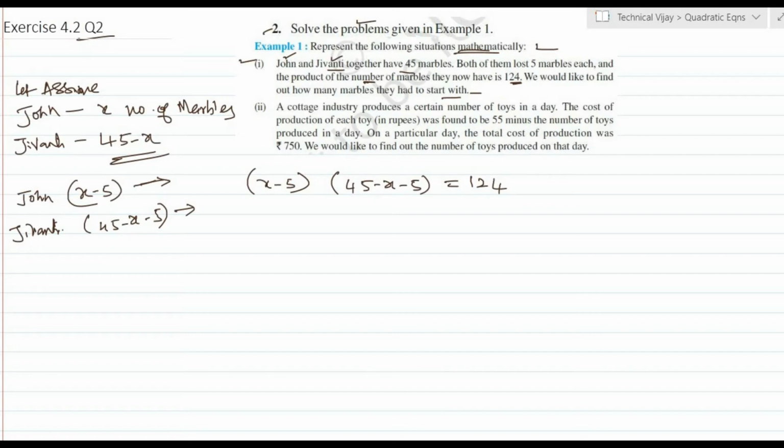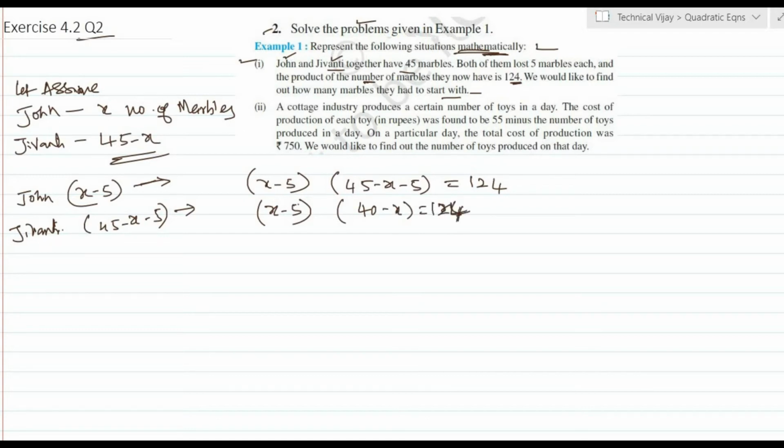In the previous exercise we only represented it mathematically like this. Okay, so now we will solve for this variable x. So now we will multiply here. Before that x minus 5, and this one we will write, 45 minus 5 will be 40 minus x is equal to 124.